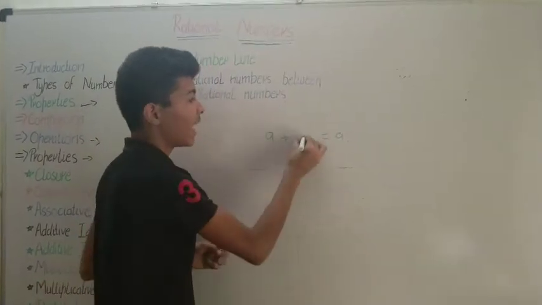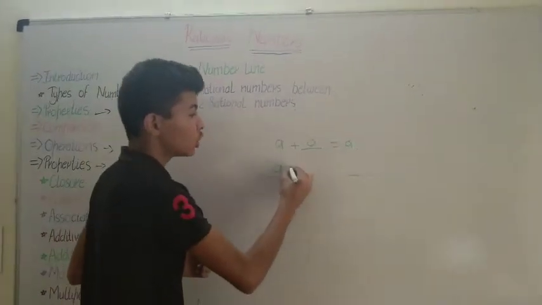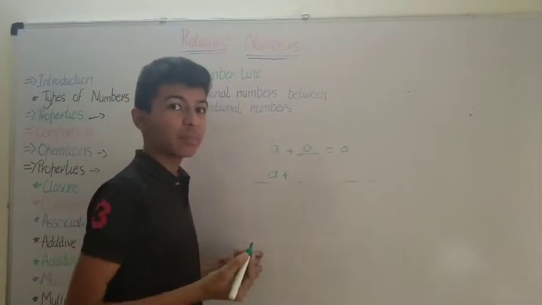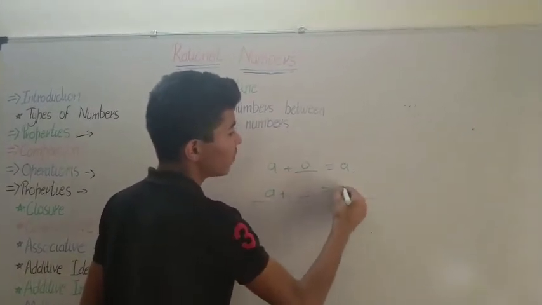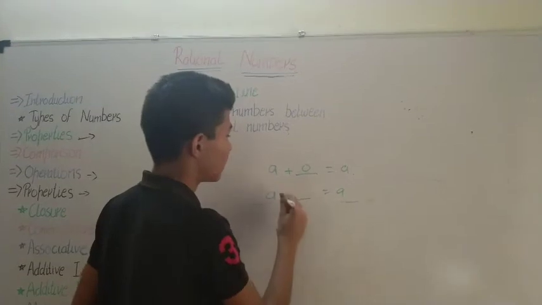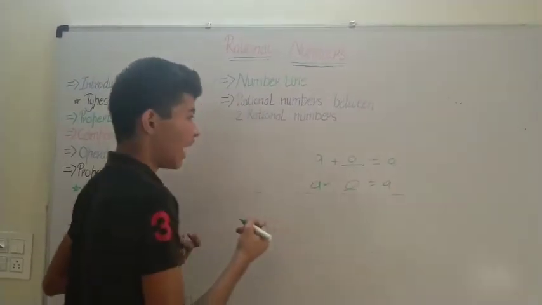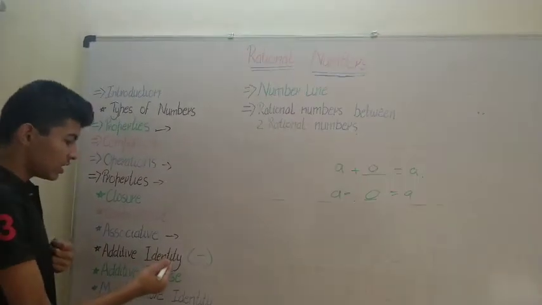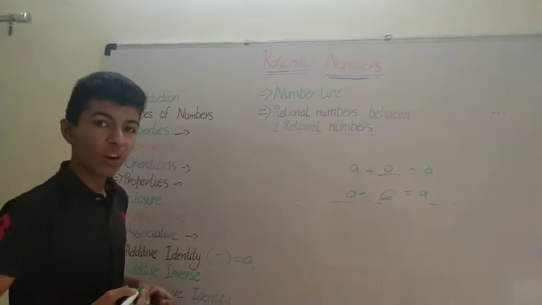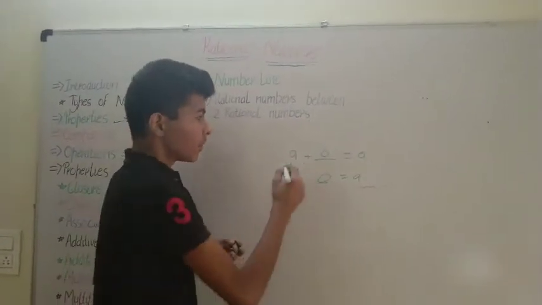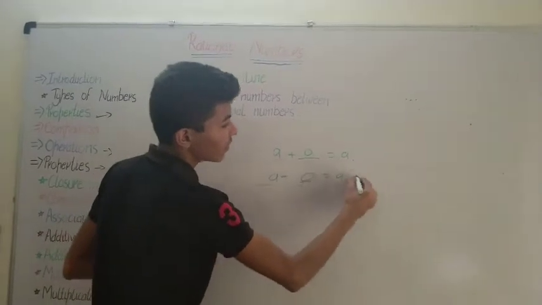That is simply 0. In the same way, in subtraction, it is which number should you subtract. That means a minus which number gives a, so we get 0 again. So the additive and the subtractive identity is 0. So this is 0 and the additive inverse. What is the additive inverse? We get a 0 here, which is the identity.